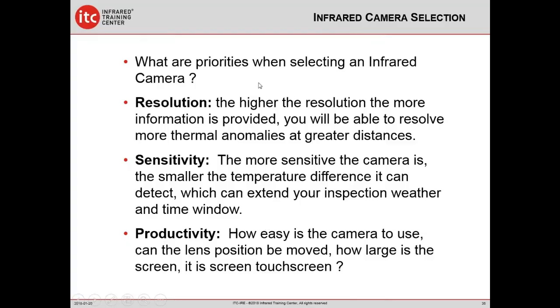Some priorities you might wish to consider when you're looking at different cameras. Resolution: the higher the resolution, the more information is provided, and the more you'll be able to resolve thermal anomalies. So the greater the resolution, the better the image. Sensitivity: the more sensitive the camera, the smaller the temperature difference that can be resolved. So that's really important as well.